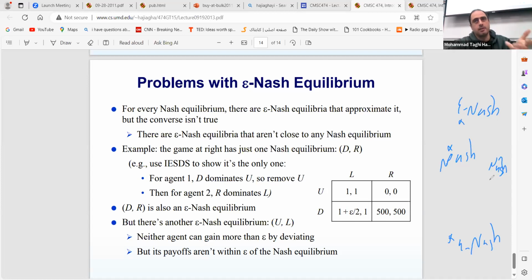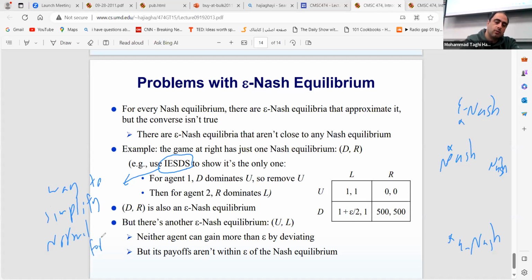So this is a new concept in some sense. And again, it might be different from Nash. The same thing that we had about the Pareto optimal solutions, which sometimes have some intersection with Nash, but not all the time. It can be far from Nash. So let's see an example here. And we will talk about this IESDS just after this. This is a way essentially to simplify a normal form for finding Nash, that we'll talk more about.